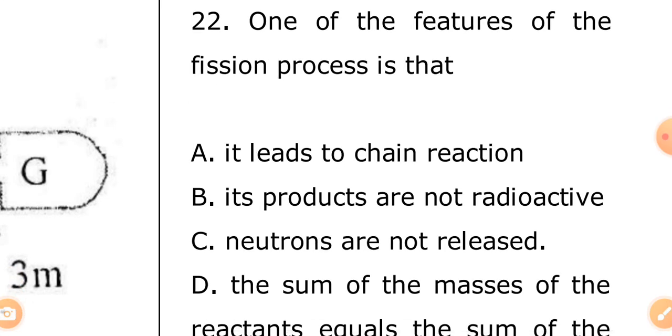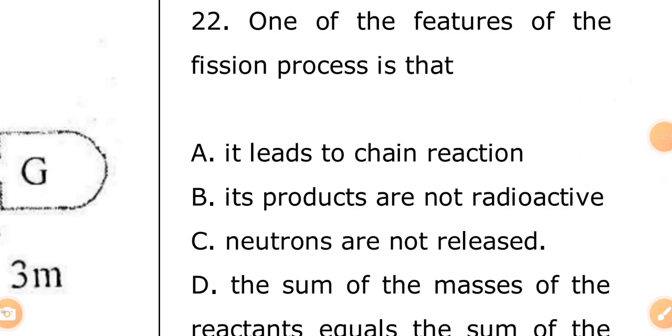One of the features of the fission process, you know, in chemistry, in physics, there is fusion and there is fission. Now, the second assignment for you, I want you to come under the comment of this video and tell me the difference between fission and fusion. Fission and fusion, okay? One of the features of the fission process, A, is it leads to chain reaction.